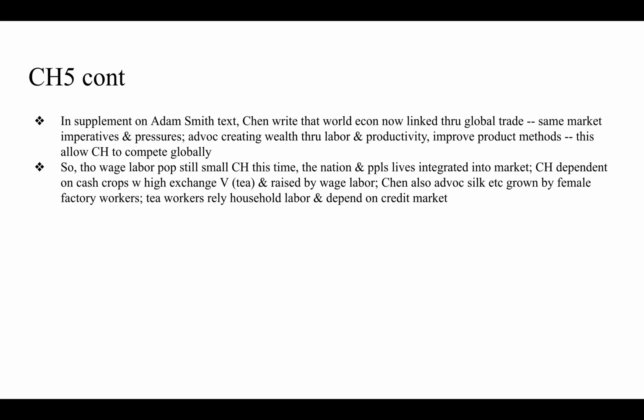And not only that, China was also dependent on cash crops with a high exchange value, tea, which was raised by wage labor. So Chen also advocated, in addition to tea, harvesting other cash crops such as silk, which would be grown by female factory workers. This happened in Japan, as we saw. And tea workers relied on household labor and were dependent on the credit market as well. So the important point is Chen realized how integrated already China was into the global capitalist market and how it was already an emerging capitalist economy.